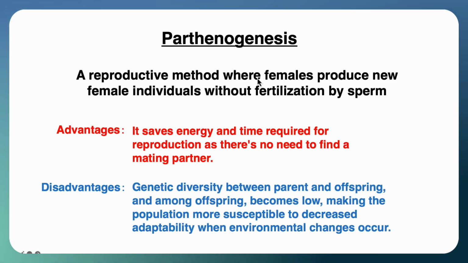Parthenogenesis is a reproductive method where females produce new female individuals without fertilization by sperm. Advantages of this system include saving energy and time by eliminating the need to find a mating partner, allowing for rapid population growth. Disadvantages include lower genetic diversity between parents and offspring and among offspring, potentially leading to decreased adaptability to environmental changes.